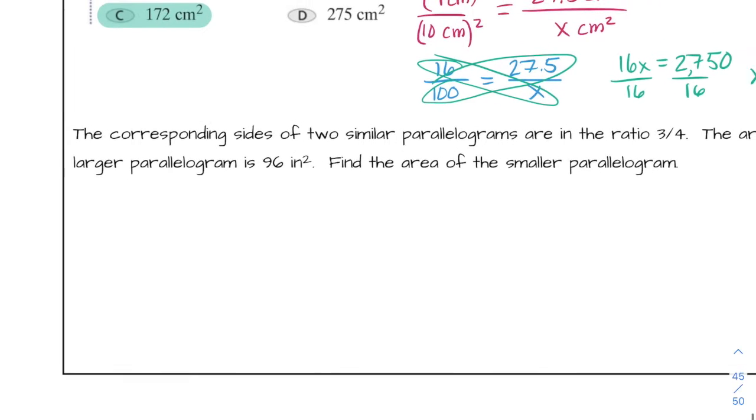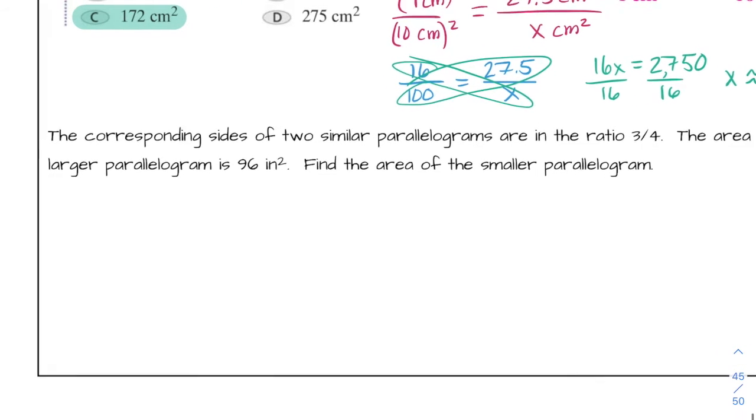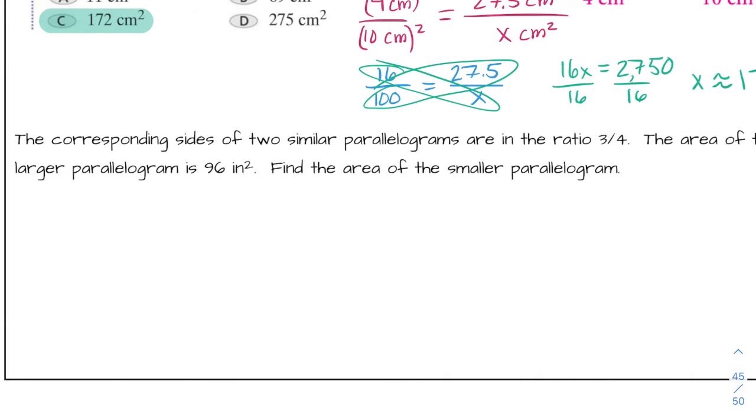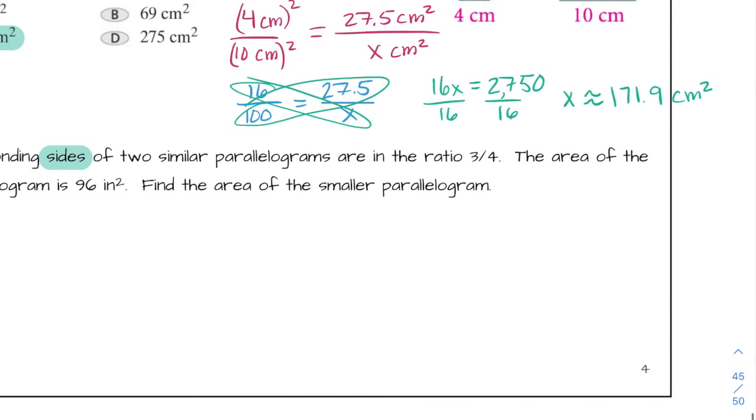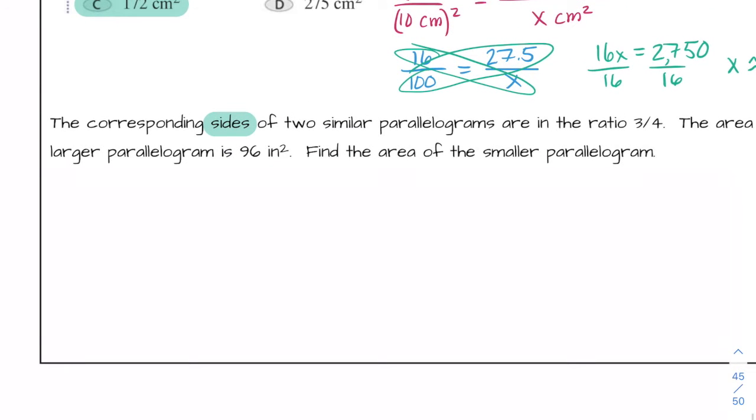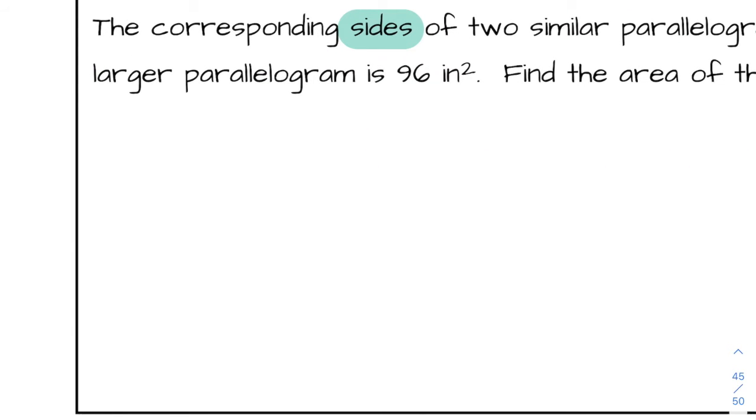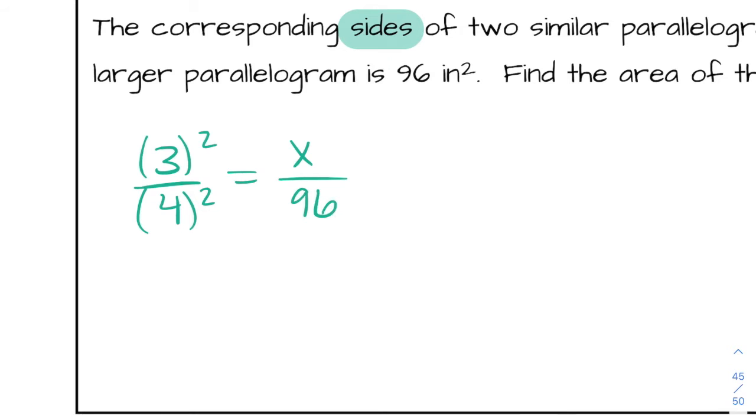So the corresponding sides of two similar parallelograms are in the ratio of 3 to 4. So again, this was sides. That's your key word. It's not area. Okay. So the area of the larger parallelogram is 96. Find the area of the smaller. So here we have 3 is to 4. That's smaller is to larger. So we're going to square smaller is to larger as smaller is to larger.